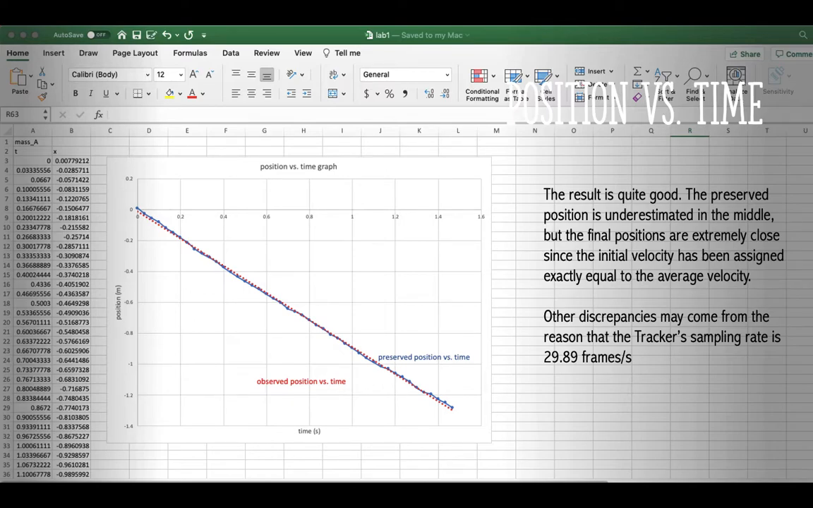The predicted position is underestimated in the middle, but the final positions are extremely close, since the initial velocity has been assigned exactly equal to the average velocity. Other discrepancies may come from the fact that Tracker's sampling rate is 29.89 frames per second.